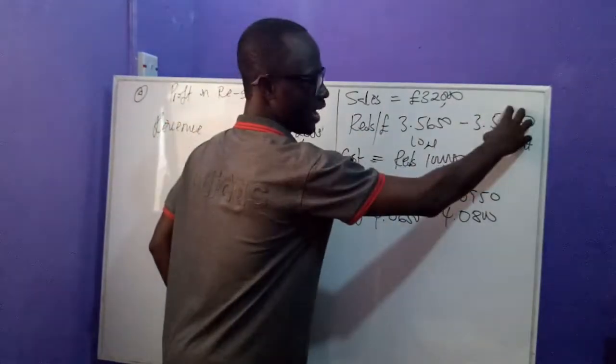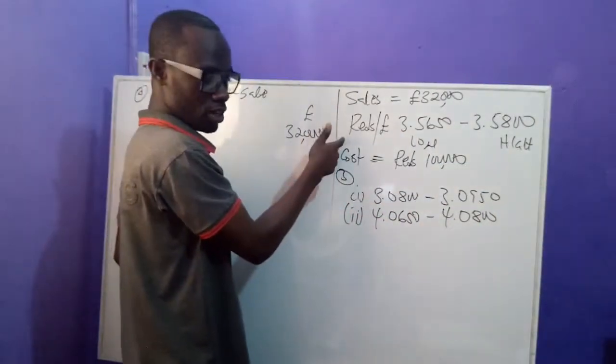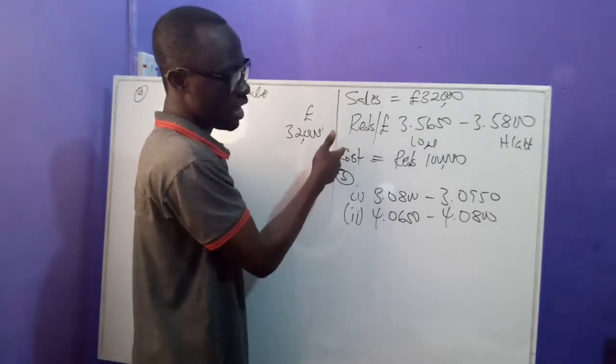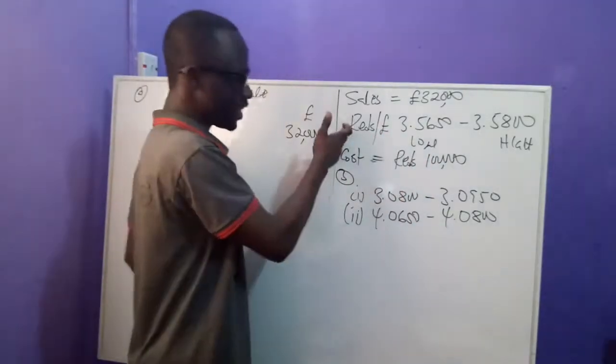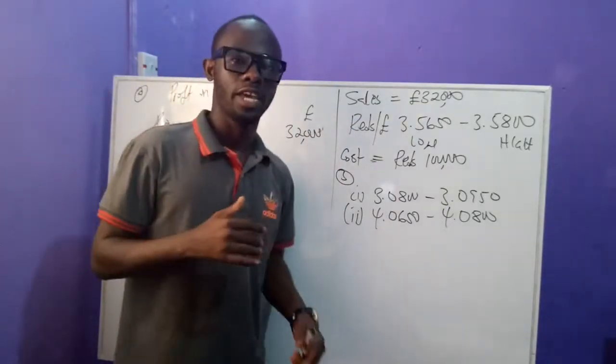So the high will be the rate at which they will buy the first mentioned currency, and the low will be the rate at which they will sell the first mentioned currency. Make sure you get that. So what is going to happen here?